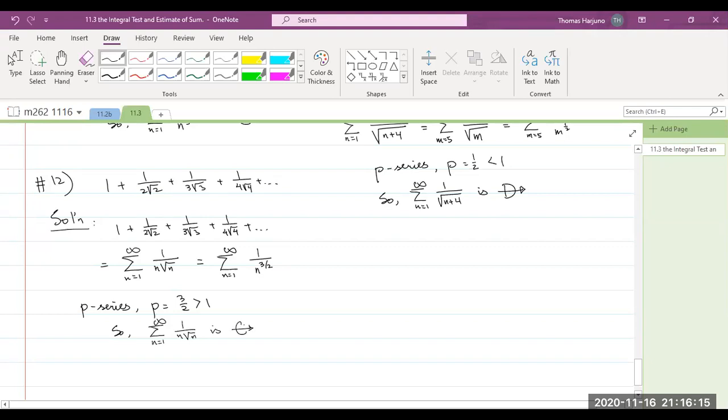It's more about your argument, okay? How you rewrite that, make it look like a P series, and then see what's the P. Number 14.